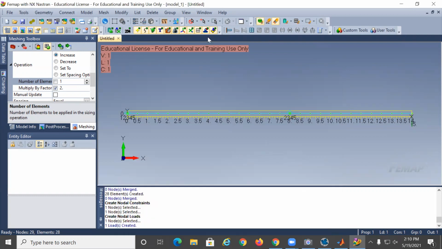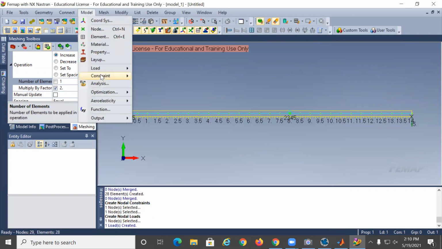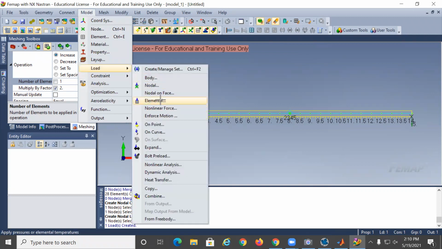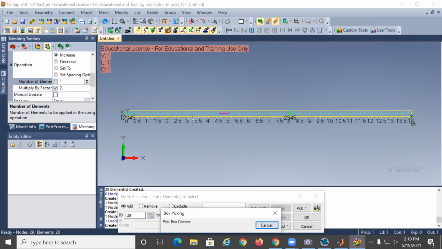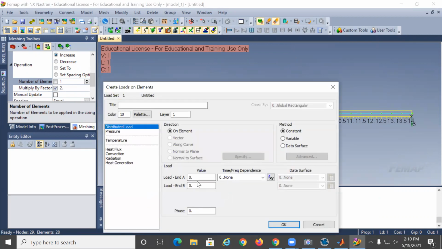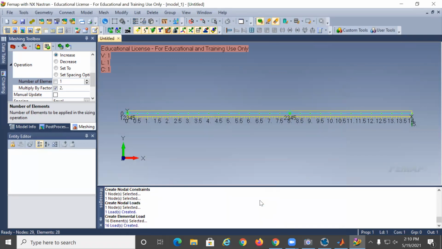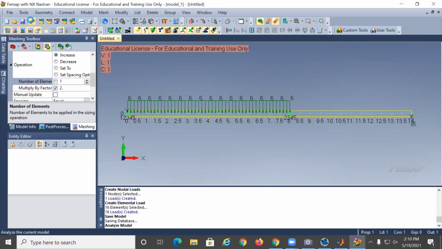And model, load, elemental, big box. All of these ones, okay. Distributed, 96. 6. And okay, okay, the same thing. Save, run.